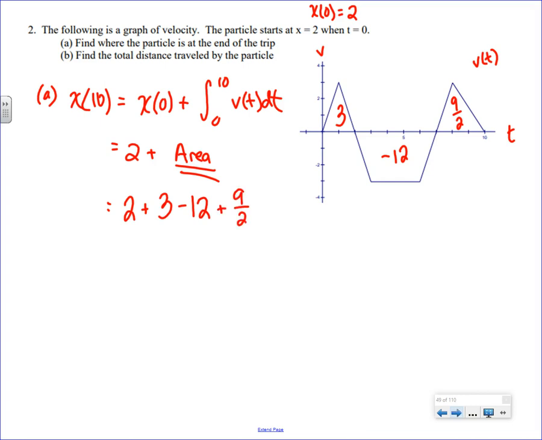Hey, where'd you get that? Oh, it's a 2. There we go. Does that make sense? Why didn't I simplify it? It's a long answer. I'm not simplifying long answers.